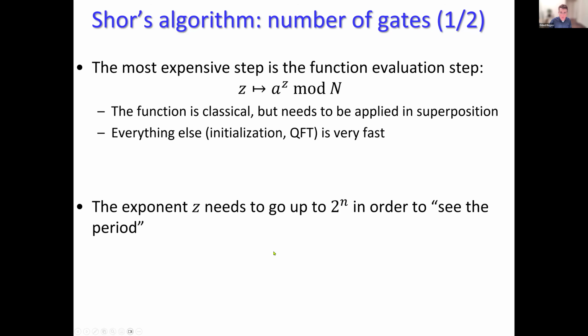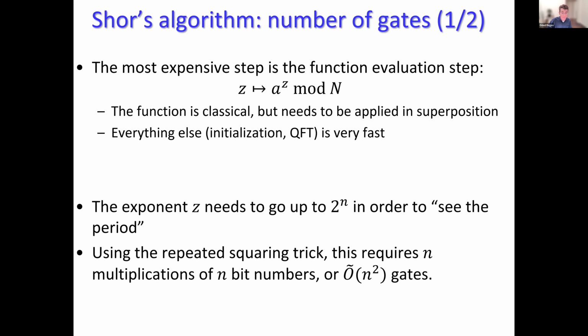Well, obviously, we don't just do a times a times a times a like that, 2 to the n times. This will never end. We use the trick of repeated squaring. And using this repeated squaring trick, which I'll show you in the next slide, this requires n multiplications because we keep squaring the number with itself. So it's n multiplications of n-bit numbers. Or if I, again, assume fast integer multiplication, we end up with something like n squared gates. Each multiplication is roughly n, maybe n log n, and there are n multiplications, so I have n squared gates.